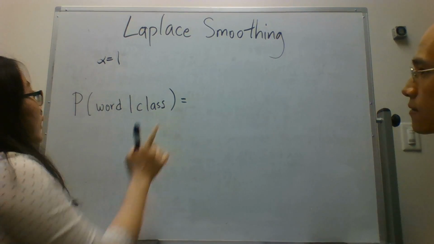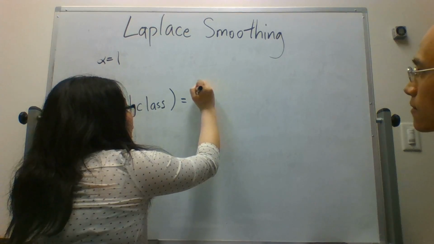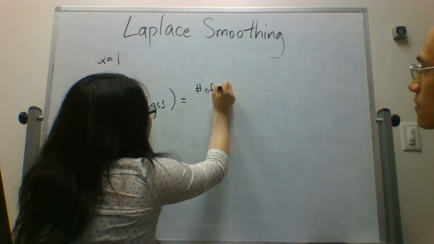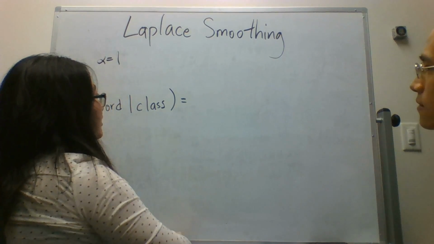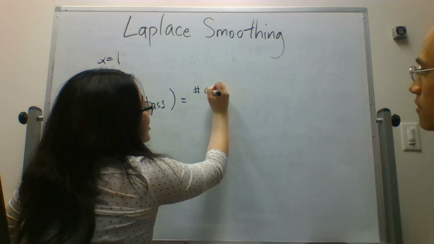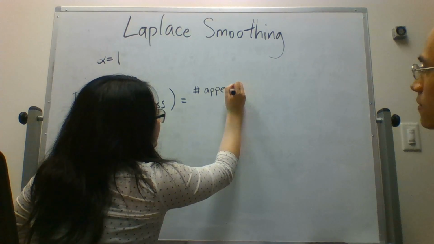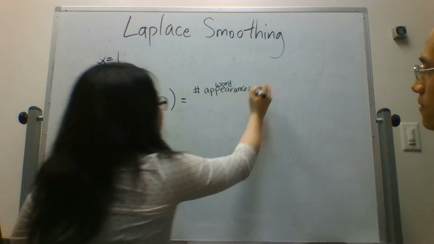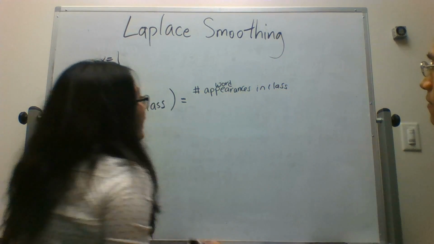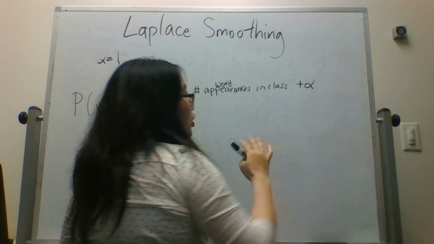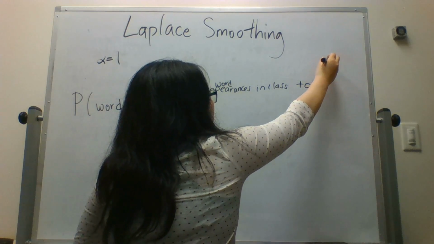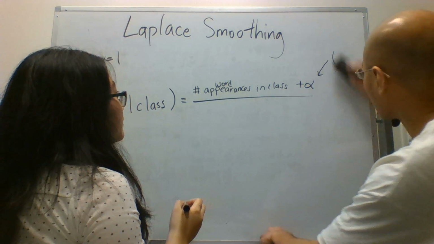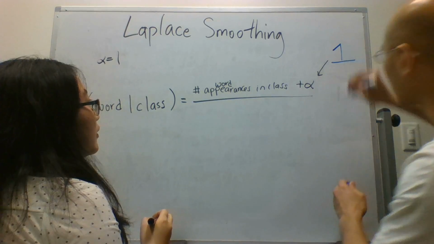The probability of this with smoothing is the number of times this word appears in this class. I'm just going to be a little more concise to be space efficient: number of word appearances, so this particular word in our particular class. And here we add the smoothing parameter, which we decided to be 1. So I'm just going to write here that we chose this to be 1. And just to be clear, this is the number 1 right here.